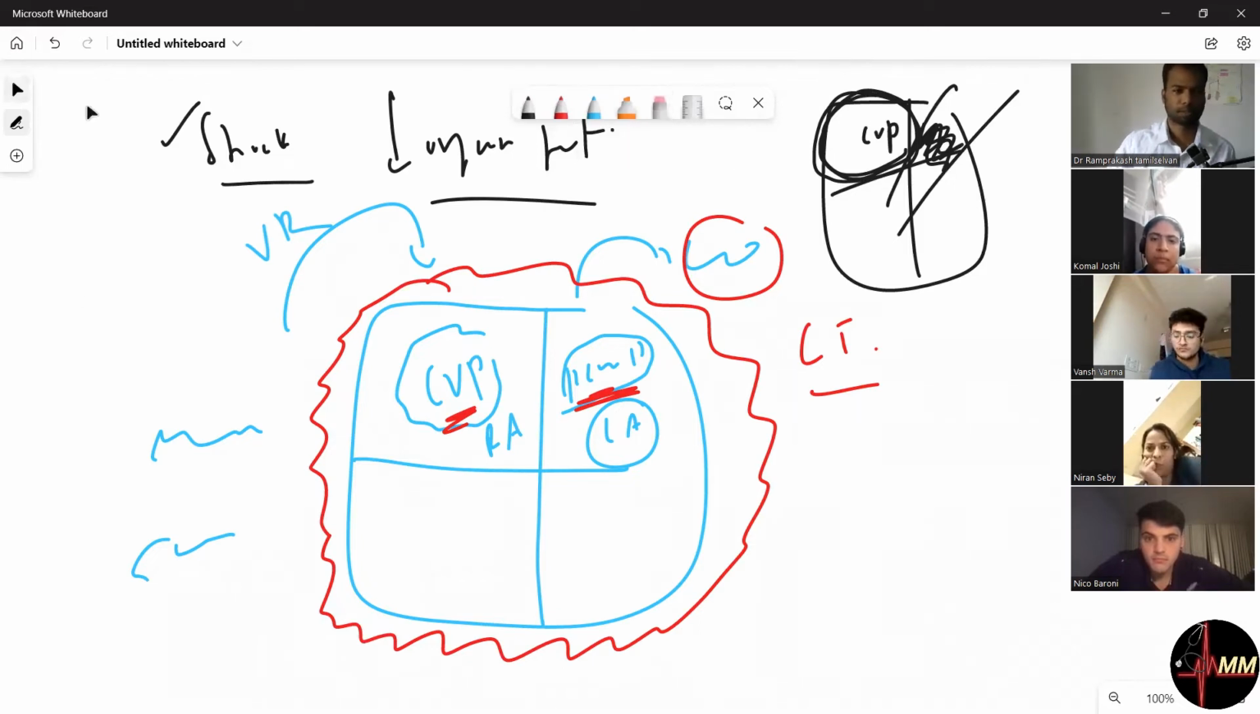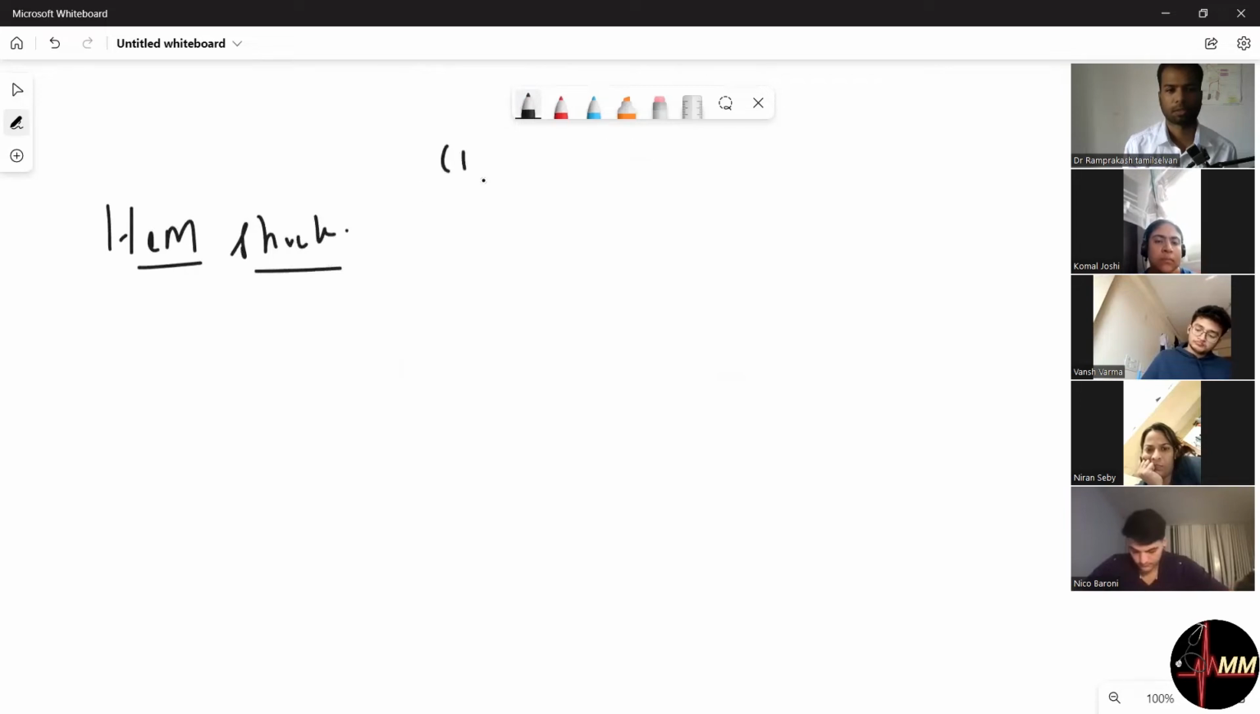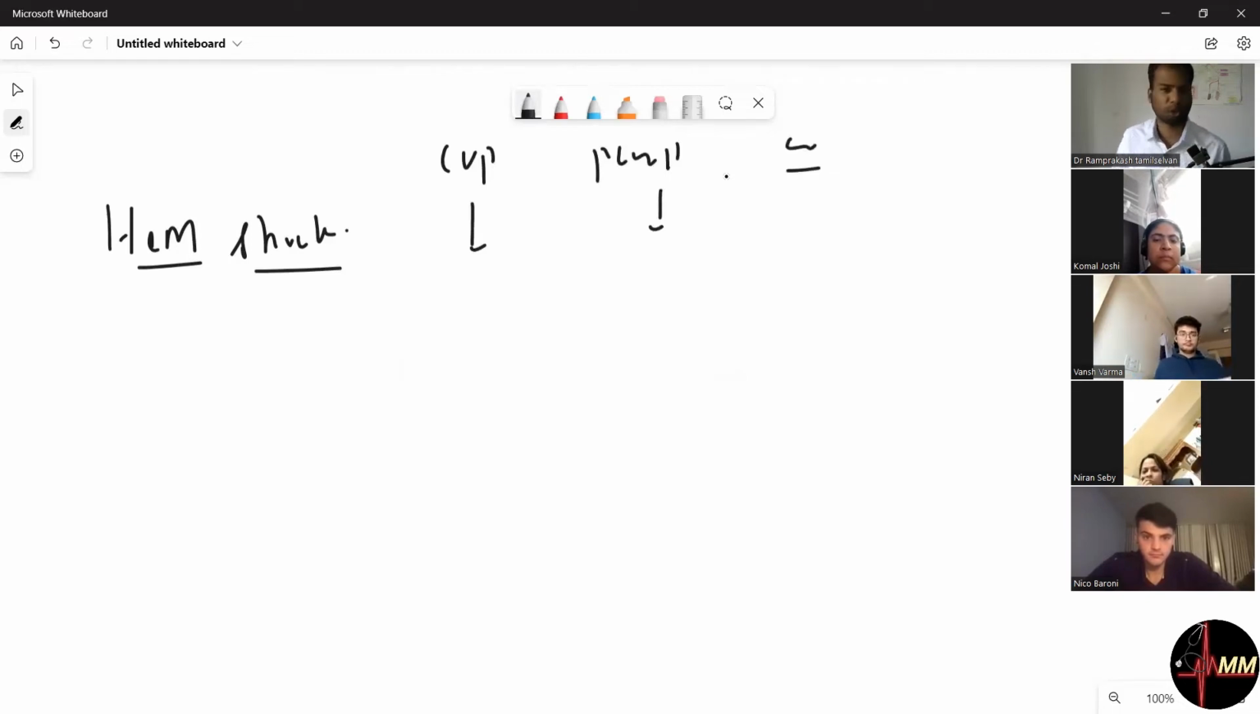I'll make a new page. Okay, this is very easy to understand. This is hemorrhagic shock. The CVP is low, PCWP is low. If the preload is low, the cardiac output is obviously going to be low, right? And what is the next type of shock? Okay, obstructive shock.